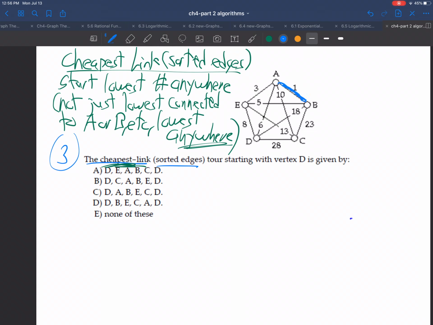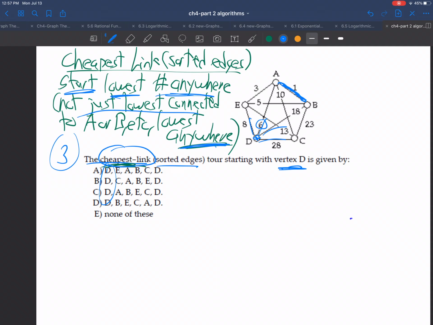So this is a different method. You've got to pay attention to this word, cheapest link. Now you might say, yeah, but it said D. All the answers have D first. We've got to start at D. No, that's my very point right here. You start at the lowest number anywhere. Anywhere. Not just the lowest. The way people get messed up on this is they go, oh, I've got to start with D. Okay, 8, 6, 13. What's the low? Okay, 6. No, that's how we do nearest neighbor and repetitive nearest neighbor, but this is different.